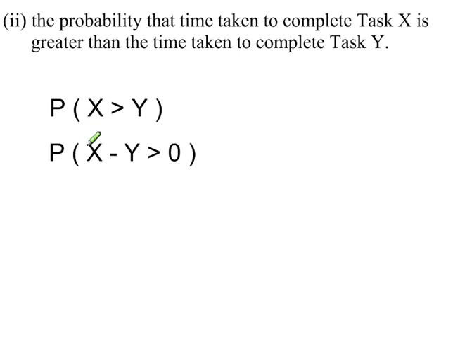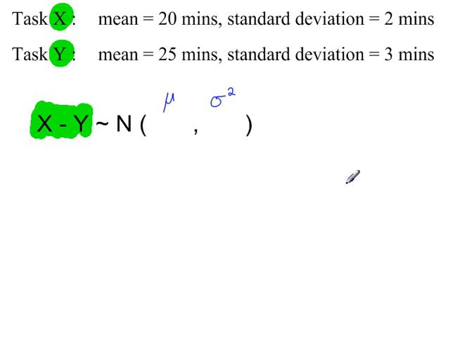So x minus y is a new normal variable, and we need to work out the mean and variance for this normal variable. 0 is the value that we're going to standardize to calculate the probability. So to work out the mean, it's the mean of x minus the mean of y. 20 minus 25. So that's minus 5. We only ever add variances. So 2 squared plus 3 squared, 4 plus 9.